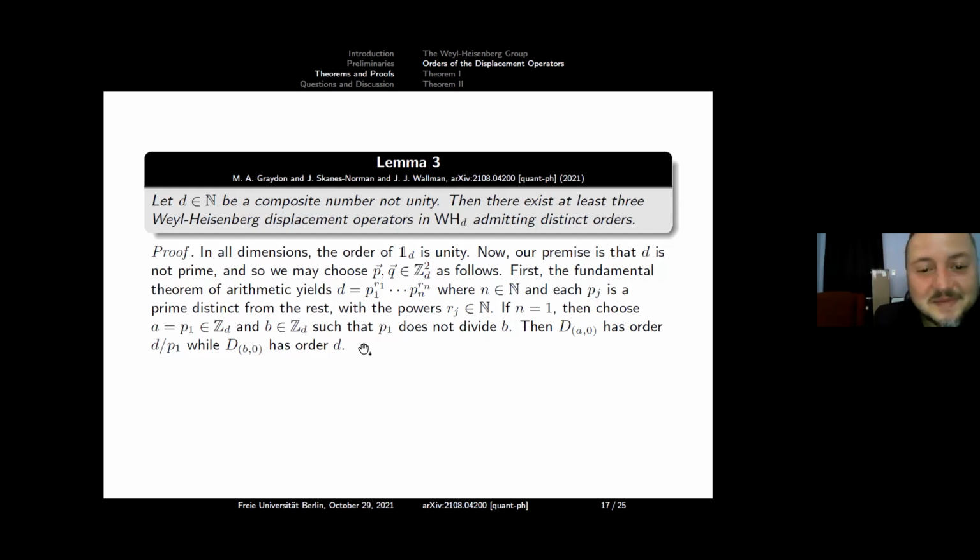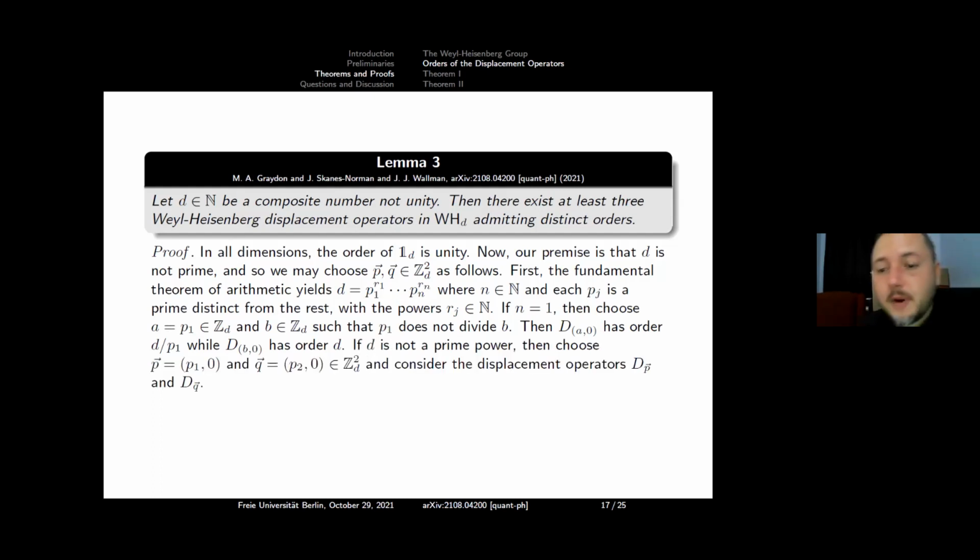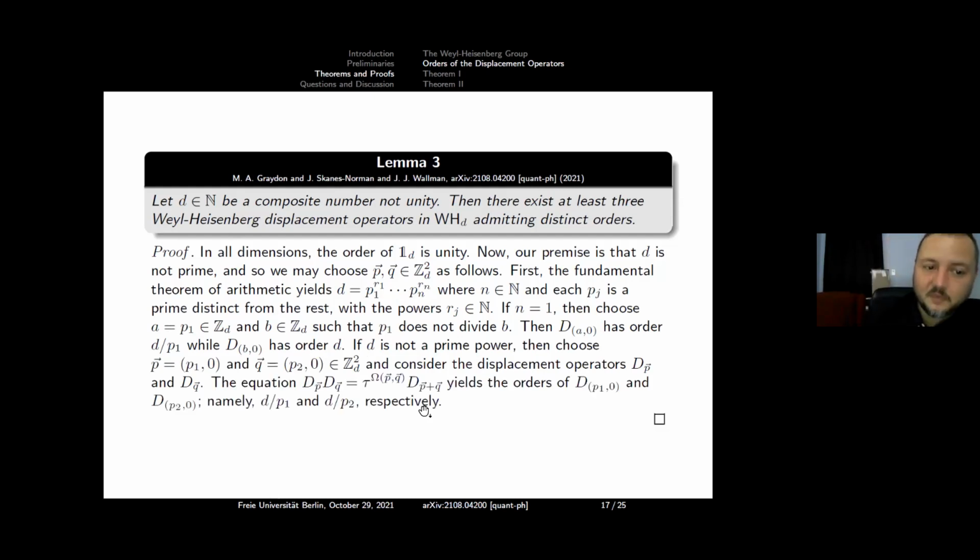And then if d is not a prime power, it's almost easier. Just choose two distinct primes, and the Weyl operators corresponding to those displacement operators have those respective orders. So there are at least 3. Okay, at least 3.